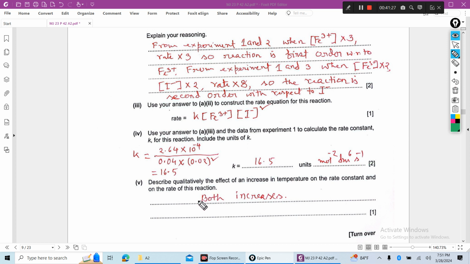Then 5, describe qualitatively the effect of an increase in the temperature on the rate constant and on the rate of reaction. And you know, if you increase temperature, the rate of reaction increases. So as the rate increases, the rate constant also increases. That means temperature increases both rate and rate constant.